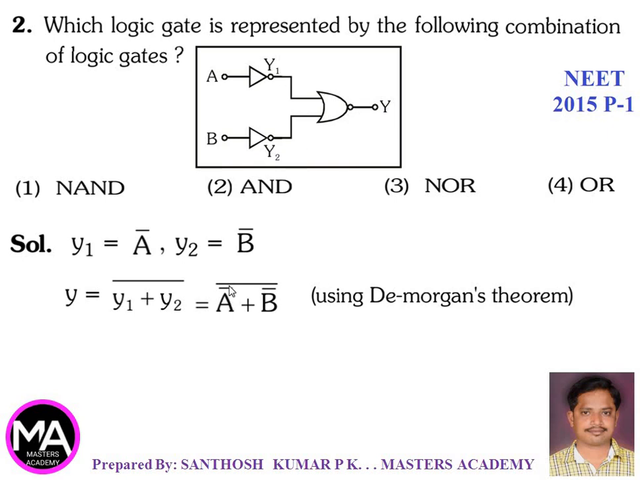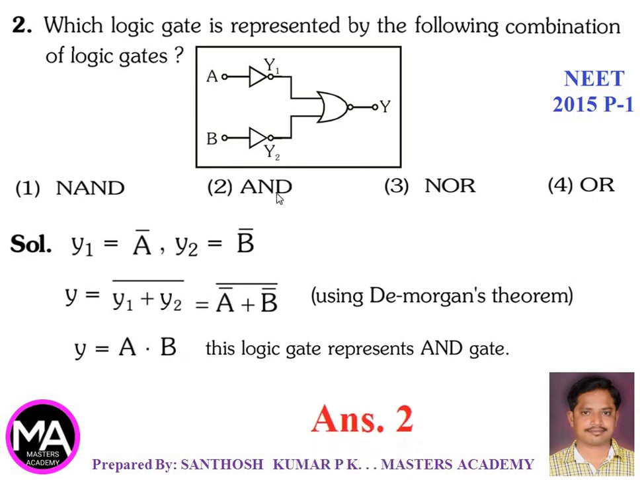Then what is Y? Y is (A complement plus B complement) whole complement. Now using De Morgan's theorem, we get (A complement plus B complement) whole complement is equal to A dot B. Therefore, Y is equal to A dot B. This represents an AND gate, that is A and B. So option is second one.